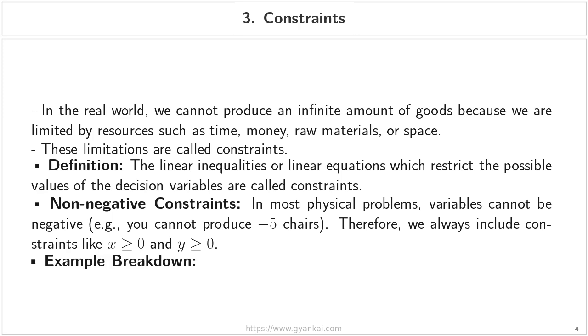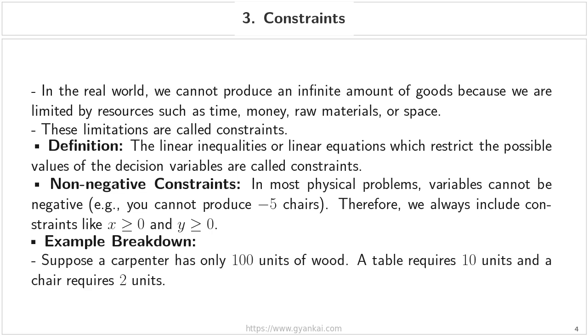Let's look at a practical example to see how we translate a real-world limit into a mathematical inequality. Suppose a carpenter is working and has a total of 100 units of wood available. To make a table, which is one of our decision variables, we need 10 units of wood. For a chair, which is our second decision variable, we need 2 units.